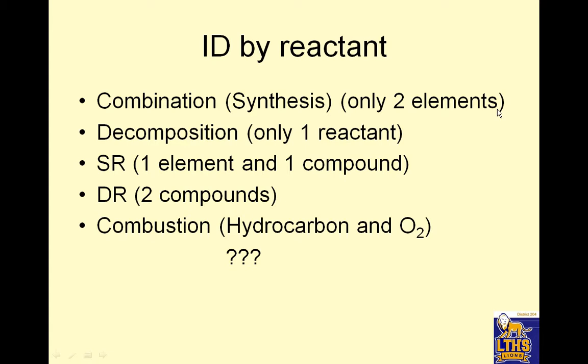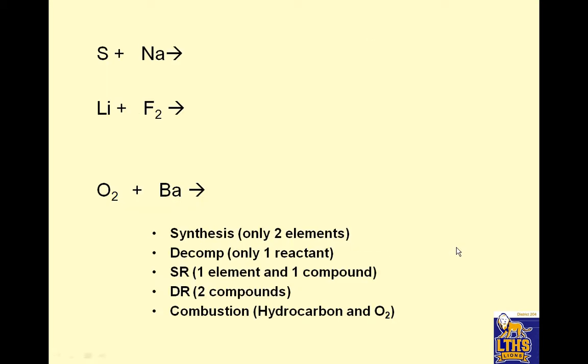So here's what you've got to do when you're looking at a chemical reaction. You've got to decide what type it is. So here are our 5 types. Here's how you decide based on the reactants. Combination is 2 elements. Decomp is 1 reactant. Single replacement is an element and a compound. Double replacement is 2 compounds. And combustion is a hydrocarbon and oxygen.